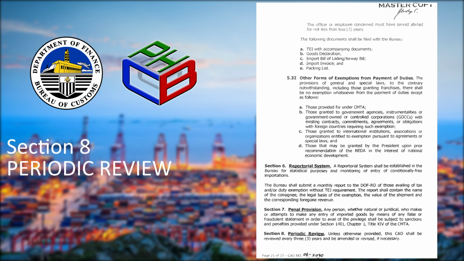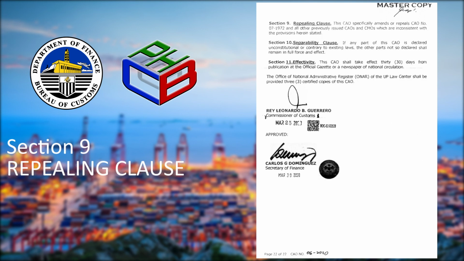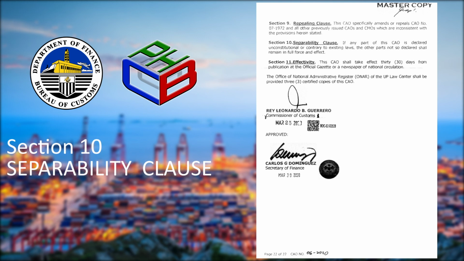Section 8. Periodic Review. Unless otherwise provided, this CAO shall be reviewed every 3 years and be amended or revised, if necessary. Section 9. Repealing Clause. This CAO specifically amends or repeals CAO number 07/1972 and all other previously issued CAOs and CMOs which are inconsistent with the provisions herein stated. Section 10. Separability Clause. If any part of this CAO is declared unconstitutional or contrary to existing laws, the other parts not so declared shall remain in full force and effect. Section 11. Effectivity. This CAO shall take effect 30 days from publication at the Official Gazette or a newspaper of national circulation.